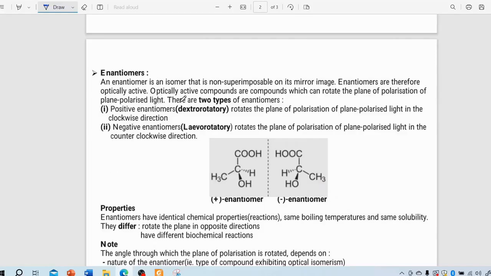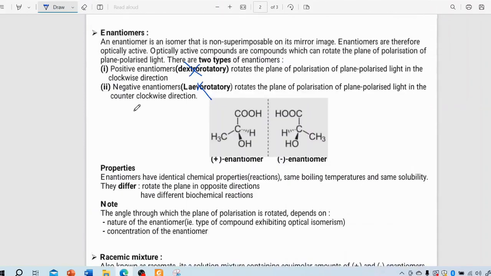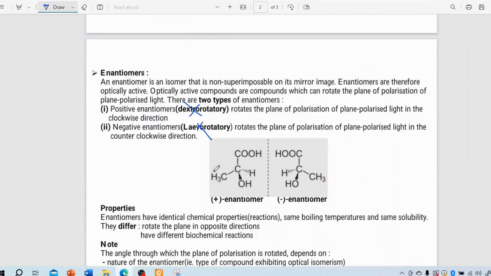So there are 2 types of enantiomers. The positive enantiomer is called dextrorotatory. You do not need to know these terms. Just saying positive and negative enantiomers is just as fine. So the positive enantiomer rotates the plane of polarization of plane polarized light in the clockwise direction. So like this. And the negative enantiomer rotates the plane of polarization of plane polarized light in the counterclockwise or anti-clockwise direction. So like this. So this is the positive enantiomer and this is the negative enantiomer.